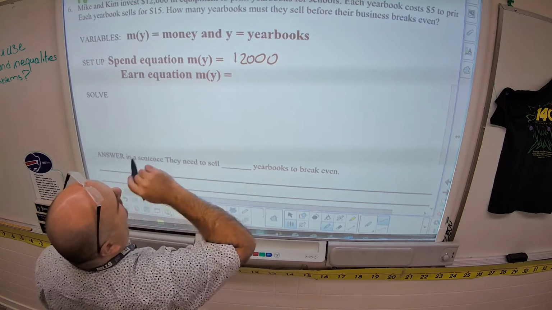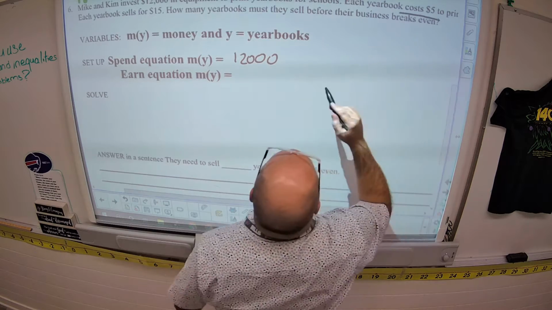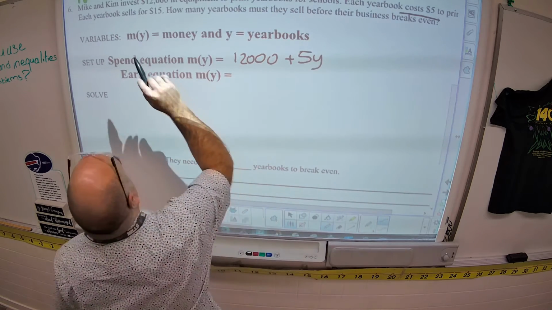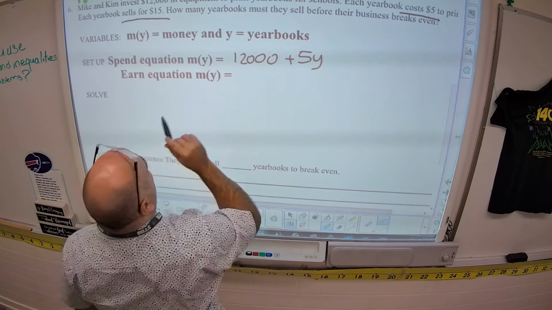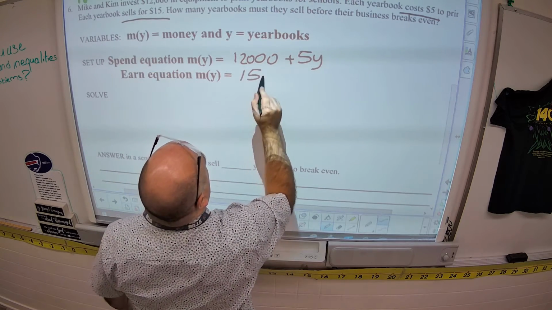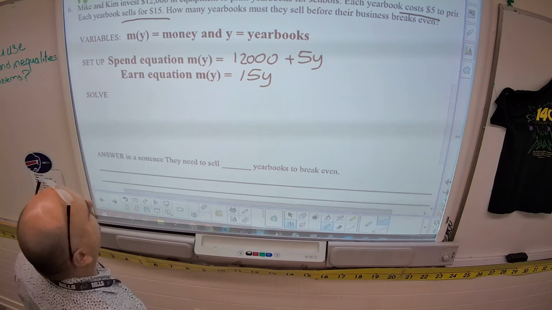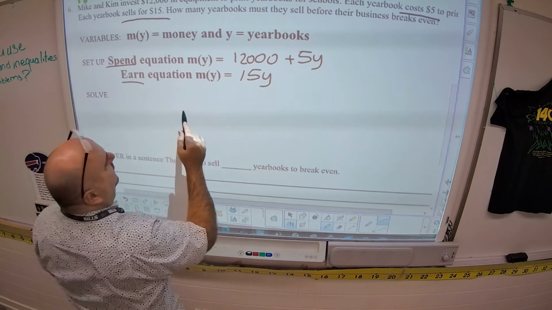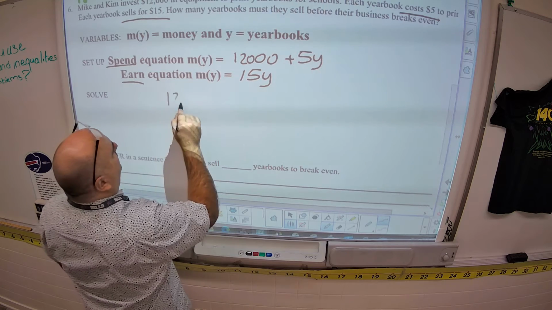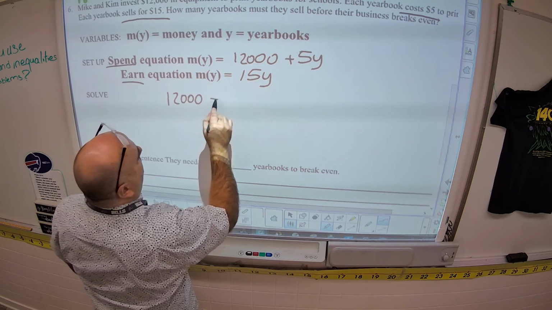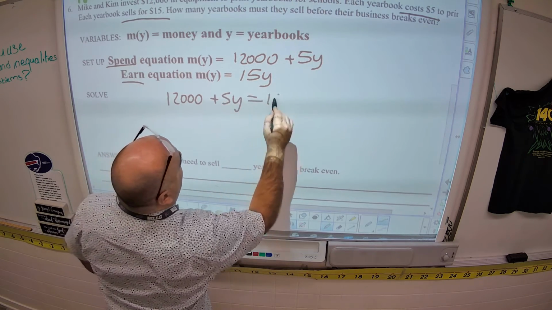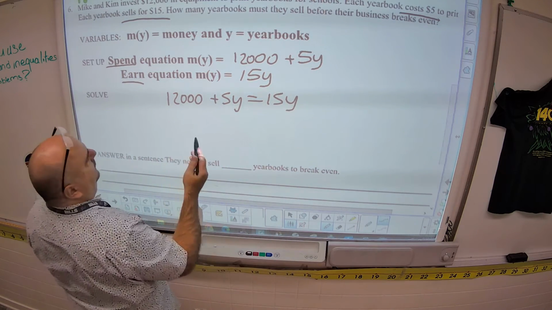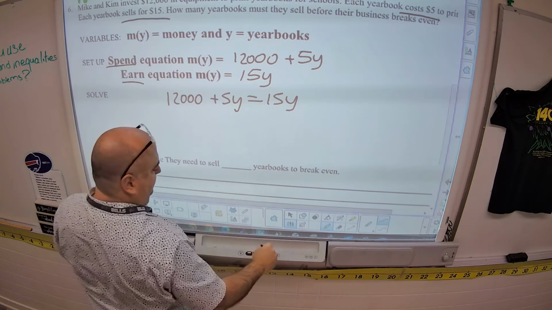Careful, $12,000. Each yearbook costs $5, so 5y. Each yearbook sells for 15, so they're going to earn $15 for each yearbook. That's what they spend is here, earn is here. When I solve this, just going to set the two equal to each other. 12,000 plus 5y equals 15y. Okay, that's my setup. And now I'm going to solve it.